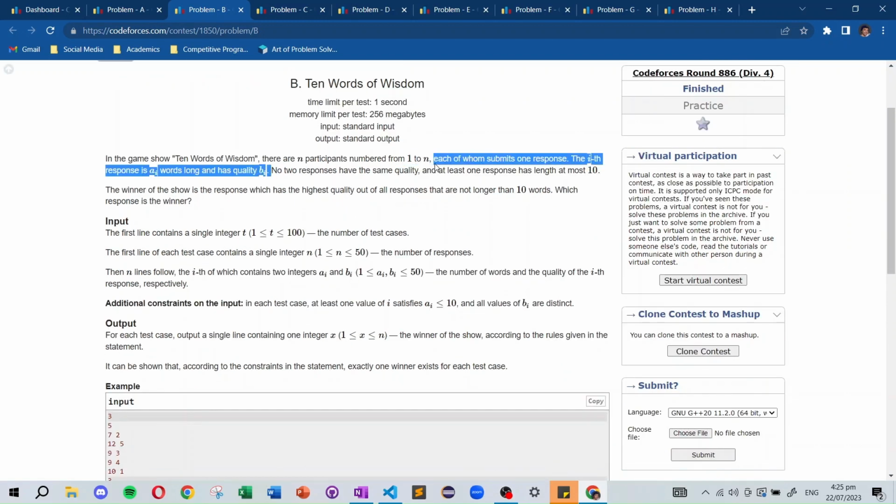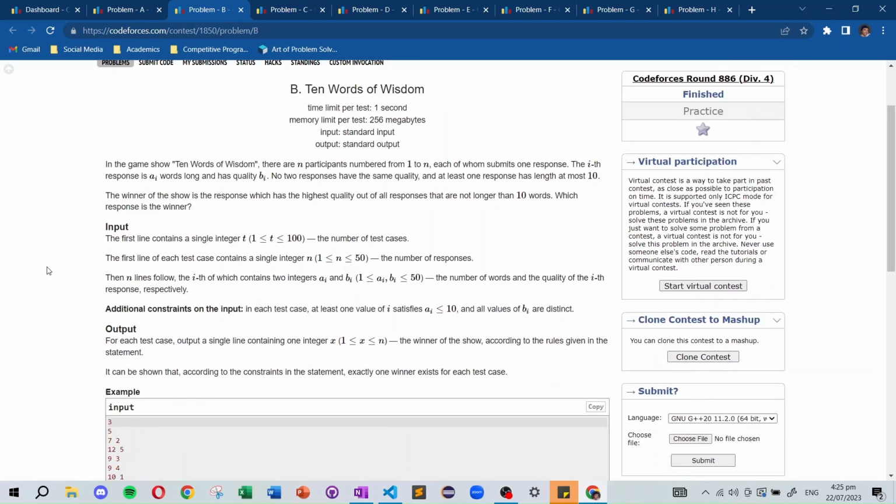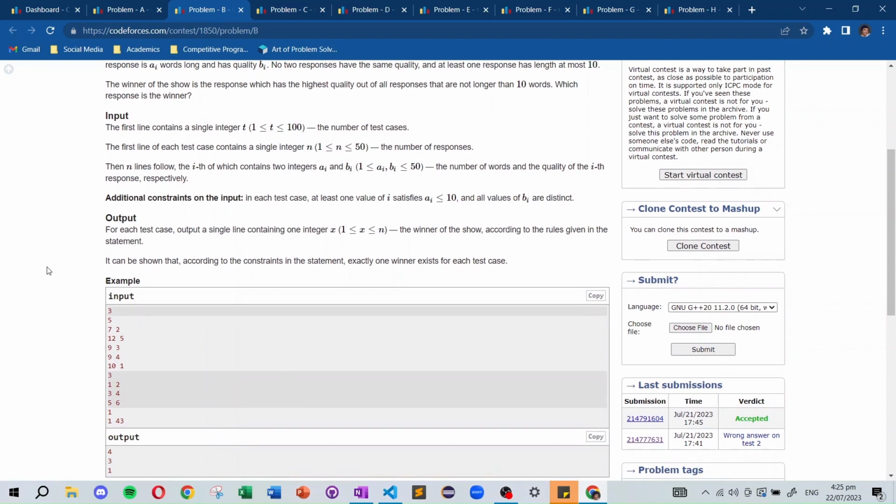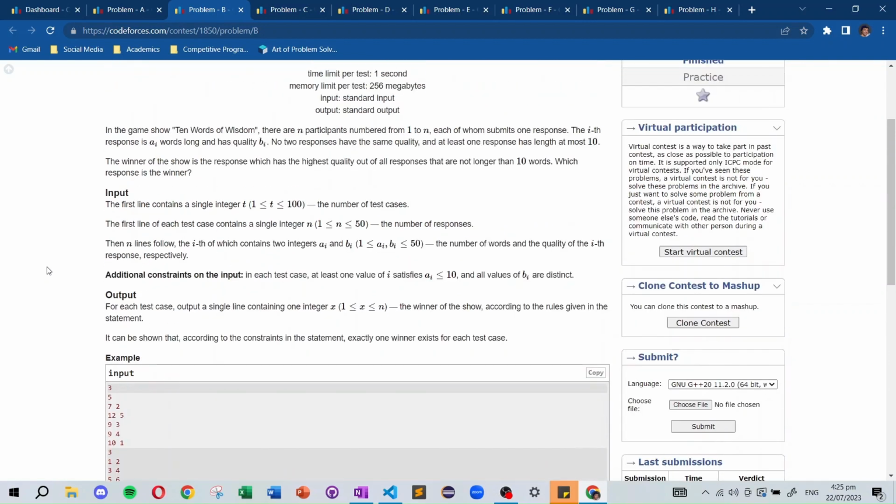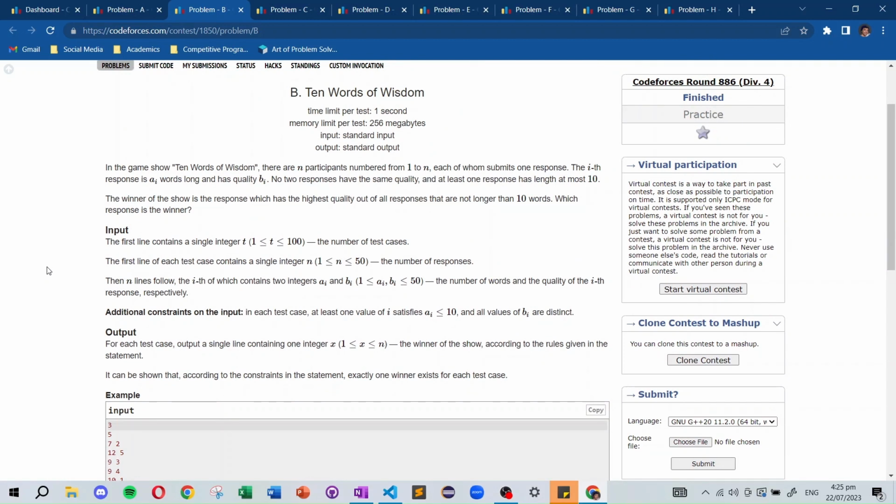And since there are no two responses that have the same quality, that means there's only one winner in this problem. So how do we solve this? Well, this is just a straightforward maximum problem. But the catch is that you only consider those responses that have a length of at most 10, and update the maximum quality and the index of that participant.